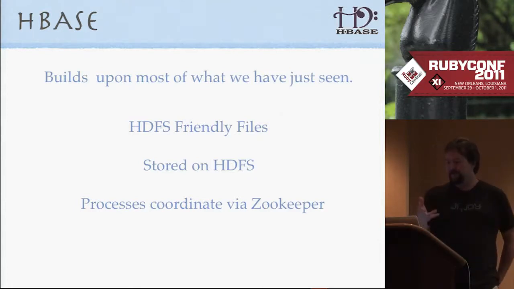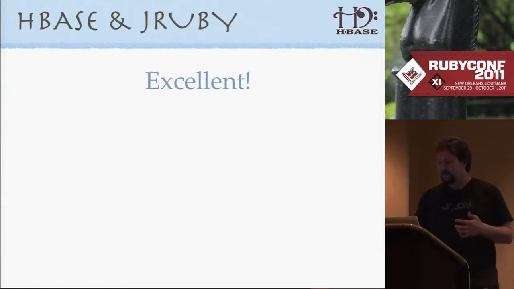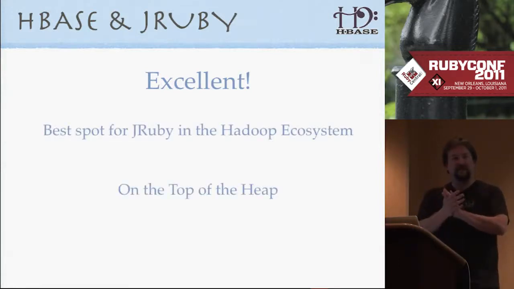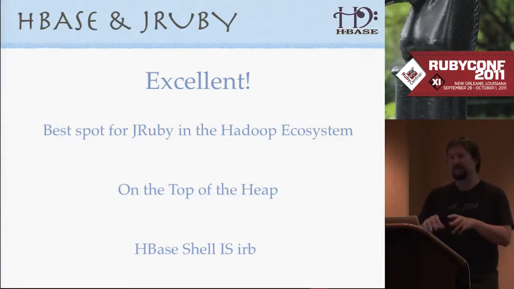So HBase and JRuby, this is actually where JRuby shines in terms of the Hadoop ecosystem. It's at the top because HBase basically uses everything else under the sun. You can do MapReduce processing in HBase. Basically, you can access it via a protocol. And one of the really interesting things is HBase ships with JRuby. So the HBase shell, think of it as your Postgres or MySQL shell, where you say create table, select, and do all these different things, is actually a customized version of IRB, which is pretty nice.